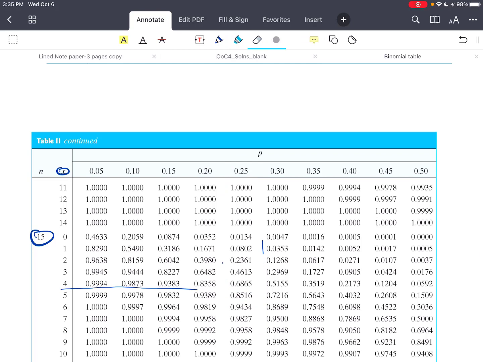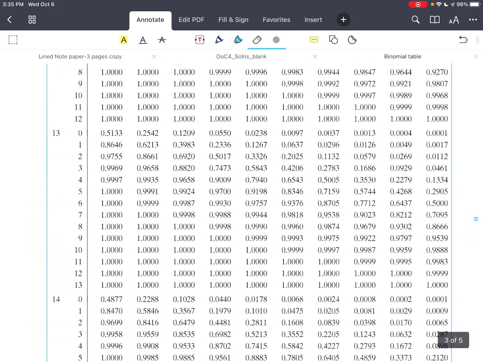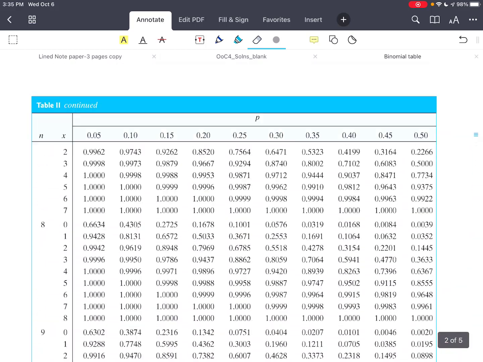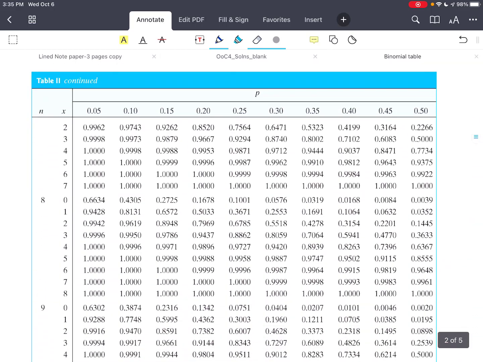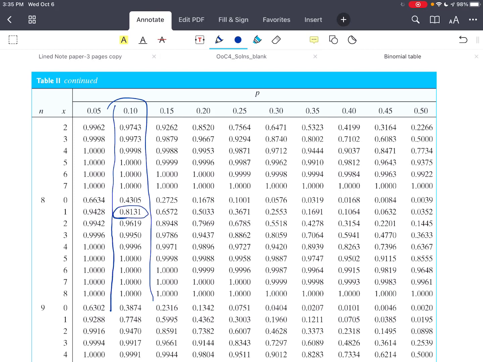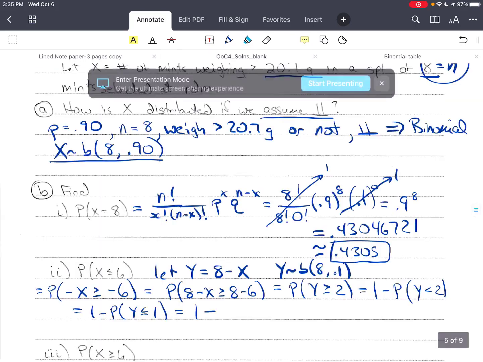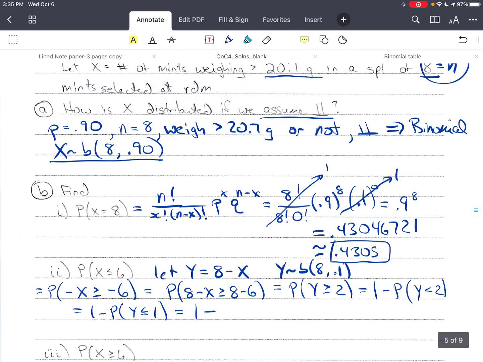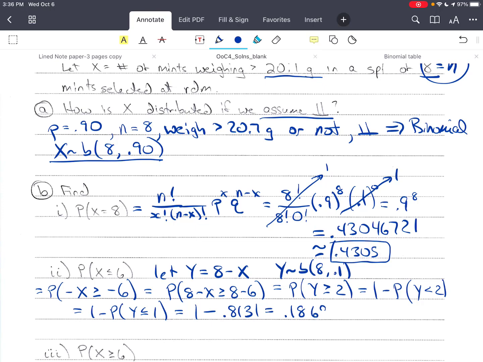We're back at n equals 8, p equals 0.1, and Y was 1, if I remember correctly, so 0.8131. So 1 minus that is 0.1869.